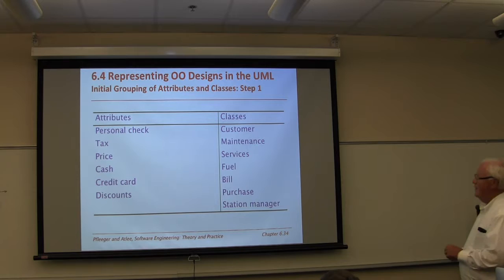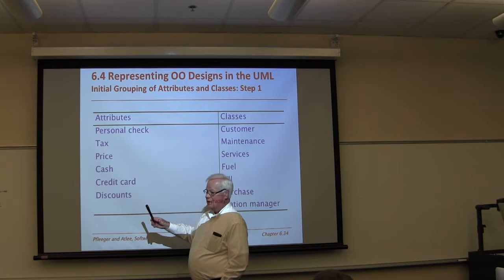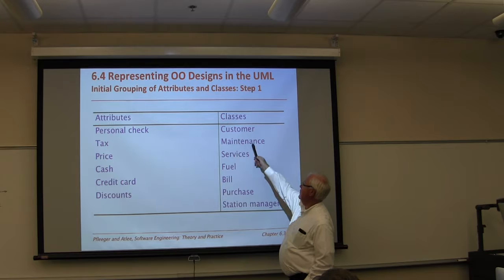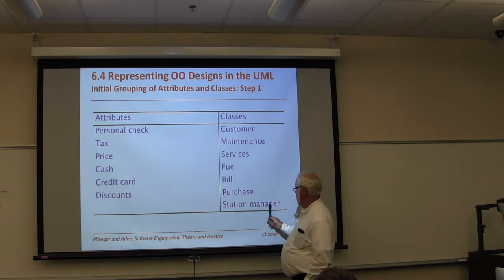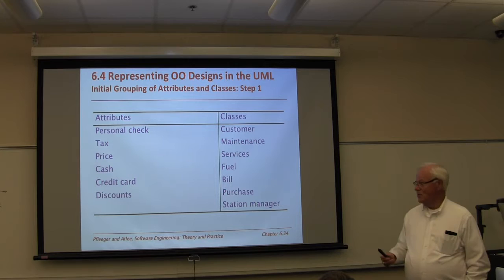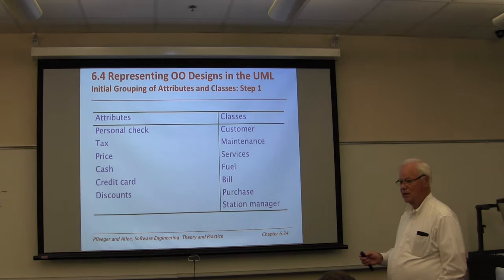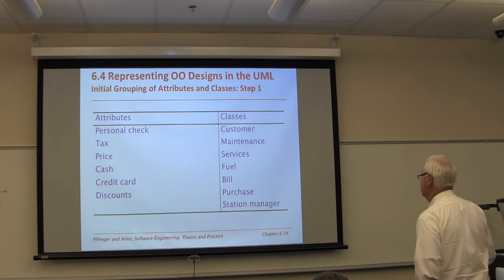We may have attributes: personal checks, taxes, price, cash, credit cards, discounts. Or we could have classes. We have a class of customers. We have a class for maintenance, services, fuel, bills, purchases, and the station manager. Why would we have station manager as a class? He has privileges, exactly. He may have different access to different things within that application.